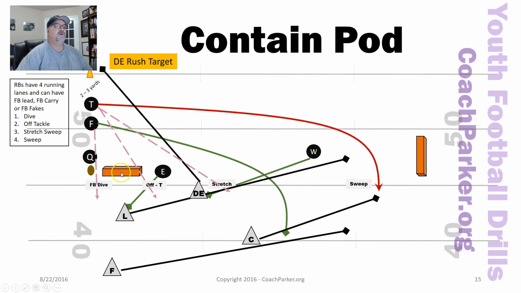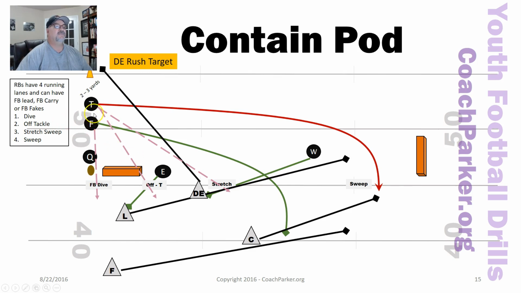And so I've got a football here. I've got bags for a blocker here, but I give a run lane for a dive. I give a run lane for an off tackle between a tackle and the end here. I give a run lane for a stretch sweep or a slant. I kind of call it that sometimes. And then you've got your normal sweep lane here. So there's four particular lanes that you can run here to one side.